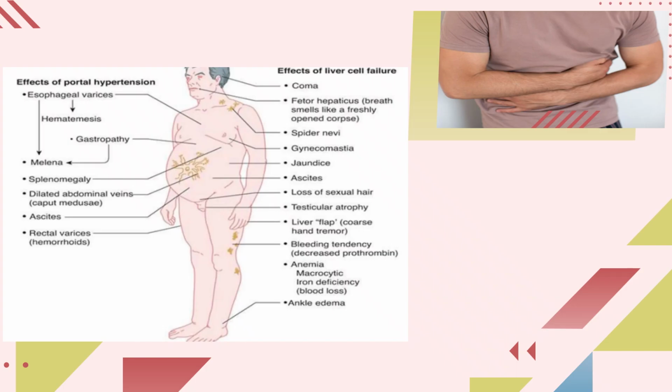So this is a small figure showing you exactly what I mean. Esophageal varices lead to hematemesis, and then that leads to melena. Then there is splenomegaly because there is altered leukocyte function, dilated abdominal veins, ascites, and all these happen because of this. This is a liver flap, or we call it asterixis, causing hand tremor. When he is outstretching his hand, he will not be able to keep it steady.